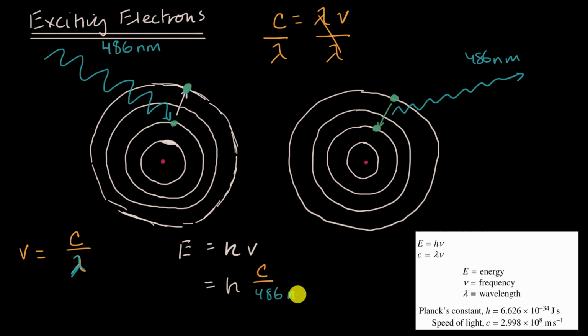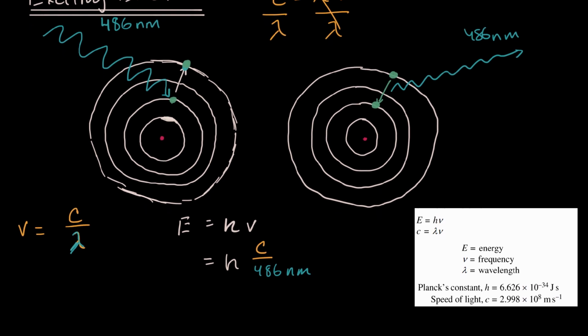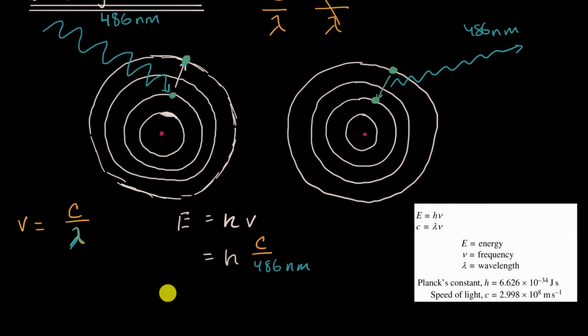So we could say, just scroll down a little bit, that the energy is going to be equal to Planck's constant times the speed of light divided by, instead of writing the wavelength as 486 nanometers, I can write it as 486 times 10 to the negative 9th meters. A nanometer is just 10 to the negative 9th of a meter.